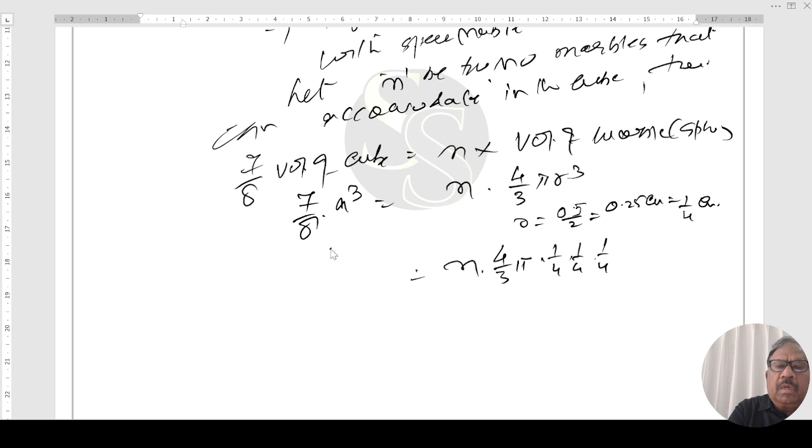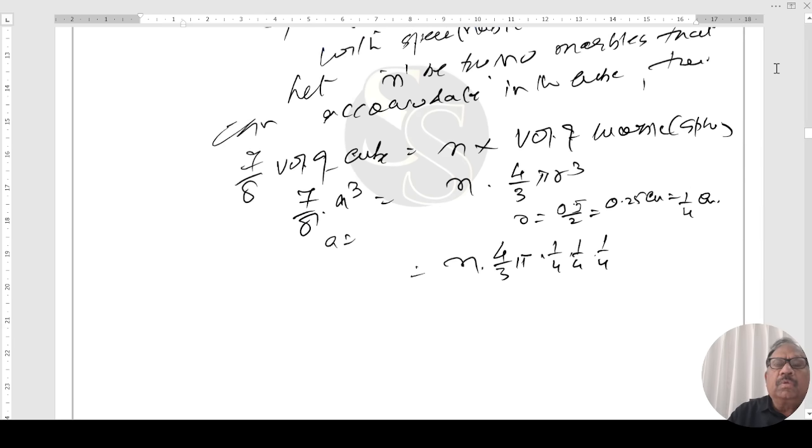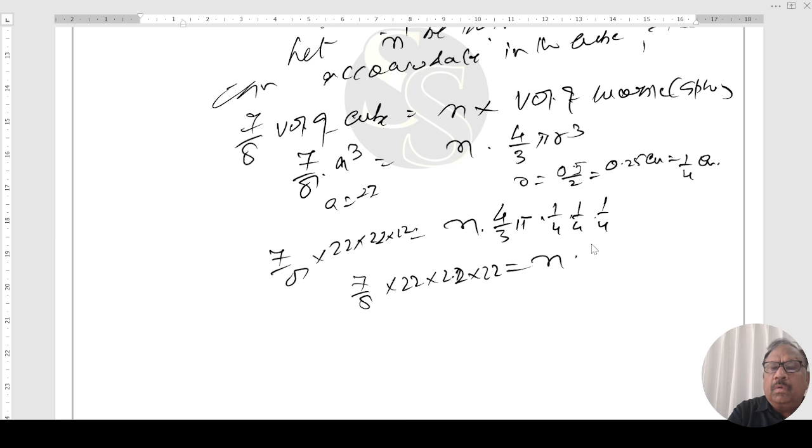That is, a is 22 centimeter. Therefore, 7/8 into 22 into 22 into 22. Right? On simplification, we get 7/8 into 22 into 22 into 22 equal to n into 4/3 into 22/7 into 1/4 into 1/4 into 1/4.